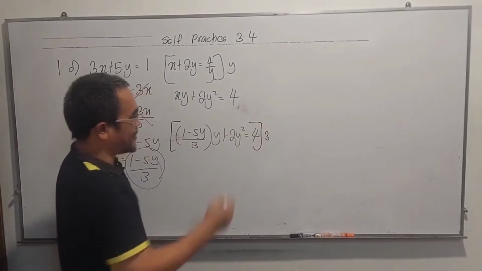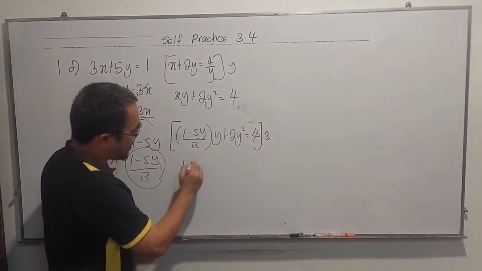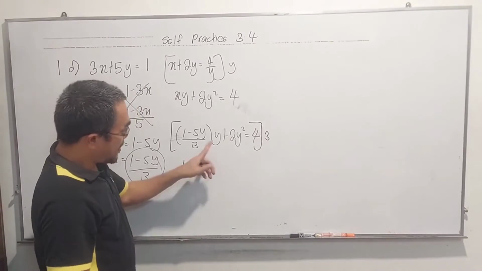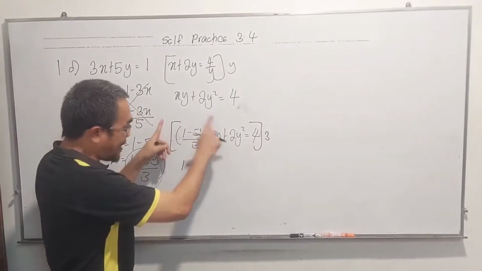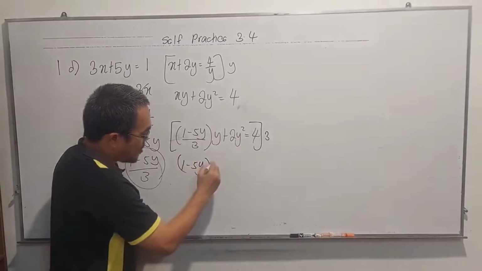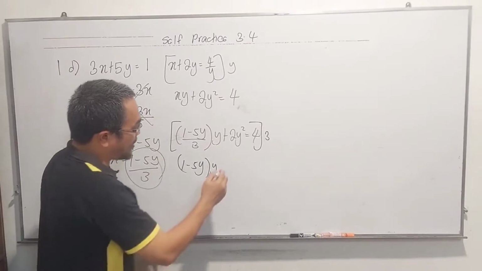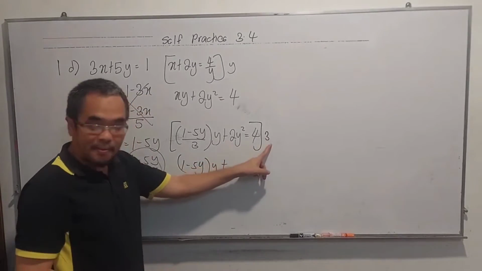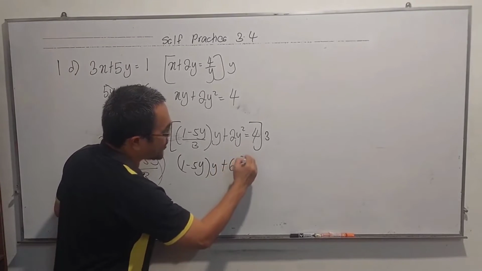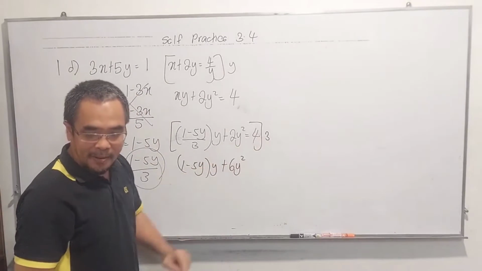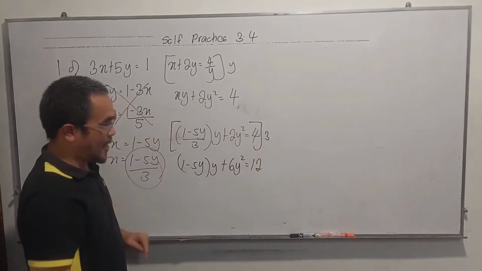Everything you multiply by 3. 3 and 3 you cut, so you get 1 minus 5y. Should this one be multiplied by 3? No, only y, because this is together. Okay, multiplied together. How about this one? Should it be multiplied by 3? Yes, so it becomes 6y squared. How about 4? Is it multiplied by 3? Yes, then it becomes 12.